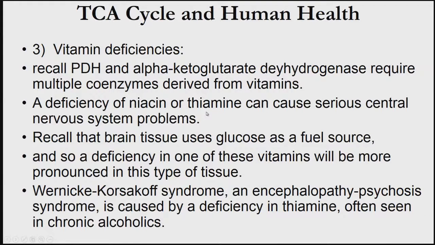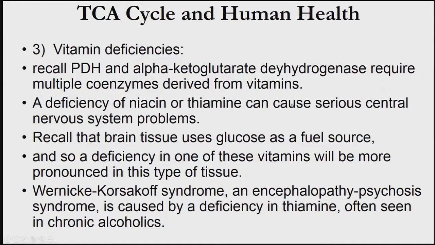Multiple vitamin deficiencies. Pyruvate dehydrogenase and alpha-ketoglutarate dehydrogenase require 5 coenzymes. Lipoic acid was the other one, which is not a vitamin, but you had thiamine, NAD+, FAD, and coenzyme A, right? And they're all ultimately derived from vitamins. So a deficiency in any one of those is going to affect the production of energy. It's going to affect the pyruvate dehydrogenase complex and the alpha-ketoglutarate dehydrogenase complex.